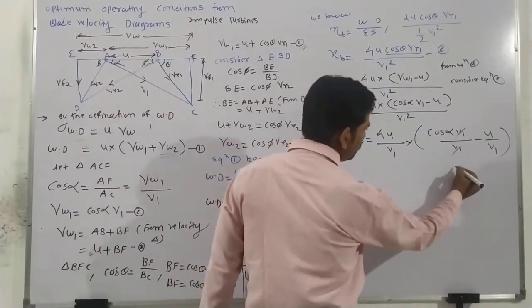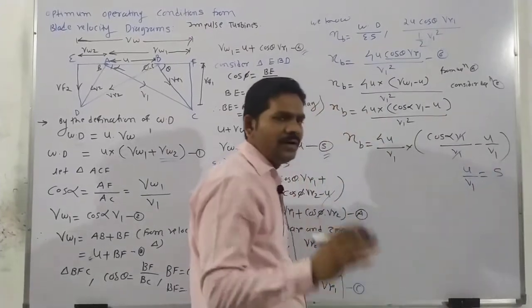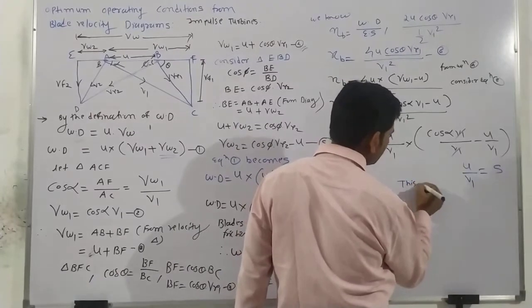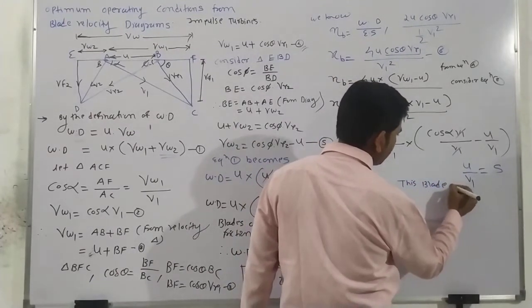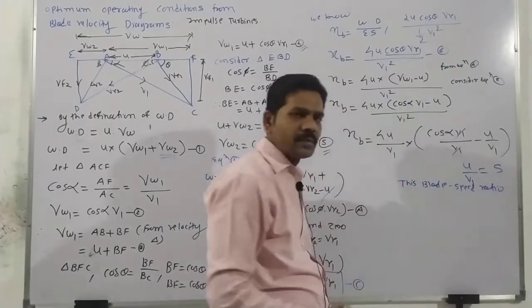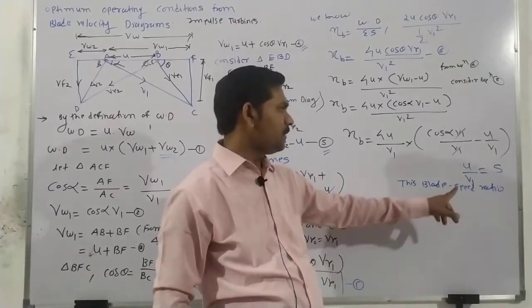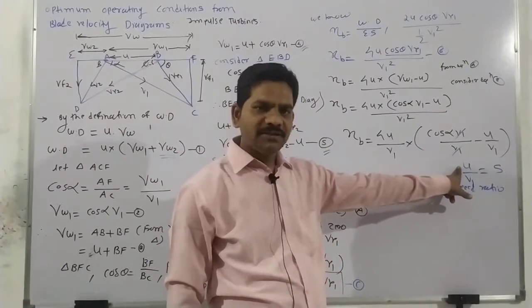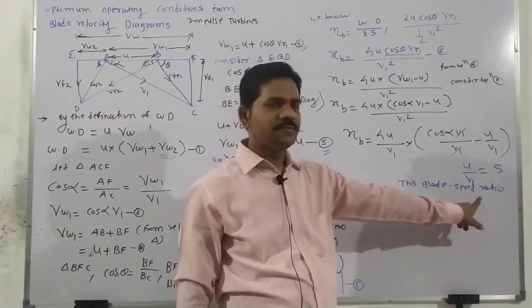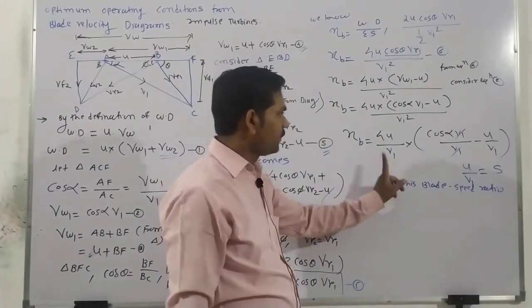This U upon V1 is nothing but S, and that is called the blade speed ratio. What is the definition of the blade speed ratio, which is asked in the exam? It is the ratio of the blade speed upon the absolute velocity of the steam. It is called the blade speed ratio. And what is the symbol? The symbol is S. So how do we modify these equations?